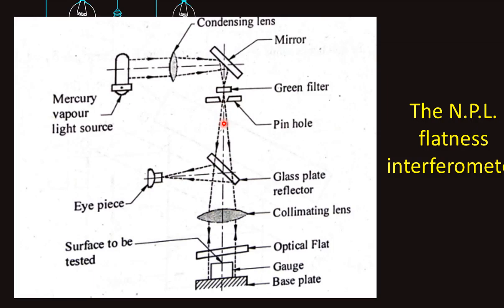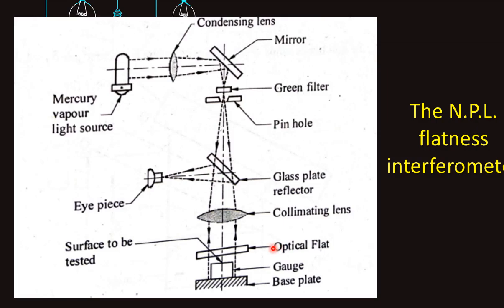This light is focused onto a pinhole, giving an intense point source of monochromatic light, which is in the focal plane of the collimating lens and is thus projected as a parallel beam of light. So this is the collimating lens and this is the parallel beam of light. This beam is directed onto the gauge to be tested via an optical flat. This one is the optical flat and this is the gauge to be tested, so that the interference fringes are formed across the face of the gauge.